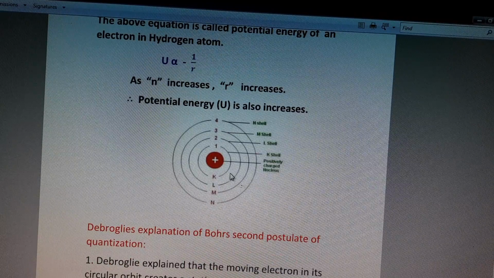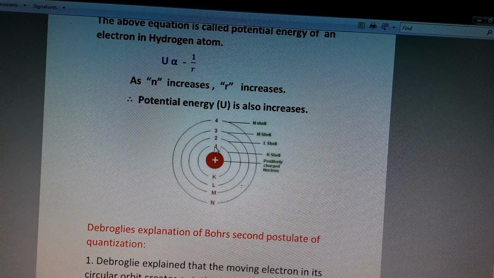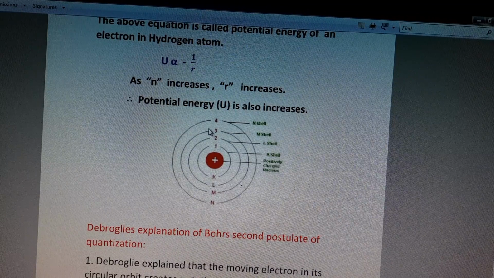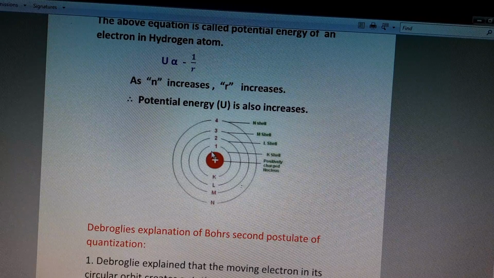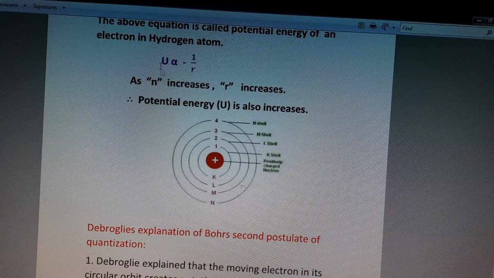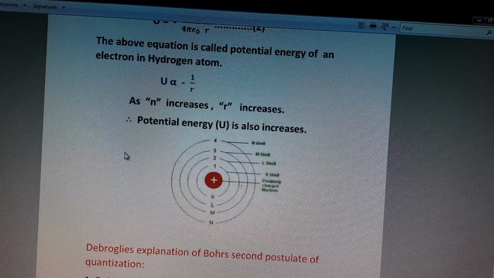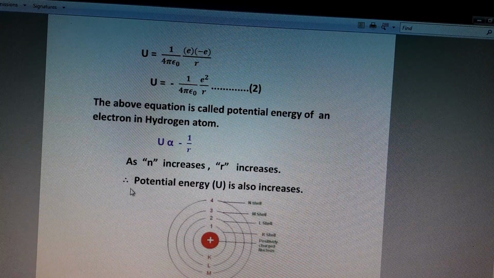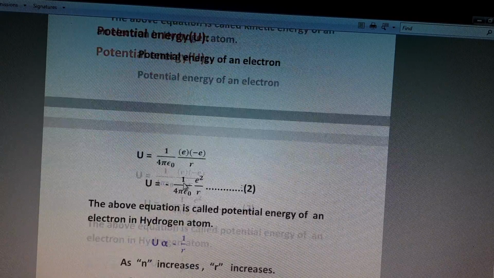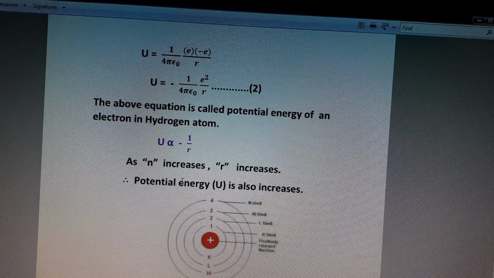We can observe this diagram. This is the nucleus, the positive charge. The first one is n is equal to 1, the first orbit, then n is equal to 2, the second orbit. So when the orbit level increases, meaning the n value increases, the radius also increases. We can observe the relation with potential: the potential U also increases. So these are the potential energy and kinetic energy equations. The kinetic energy equation is K is equal to 1 by 8 pi epsilon naught E square by R, and the potential energy equation is U is equal to minus 1 by 4 pi epsilon naught E square by R.